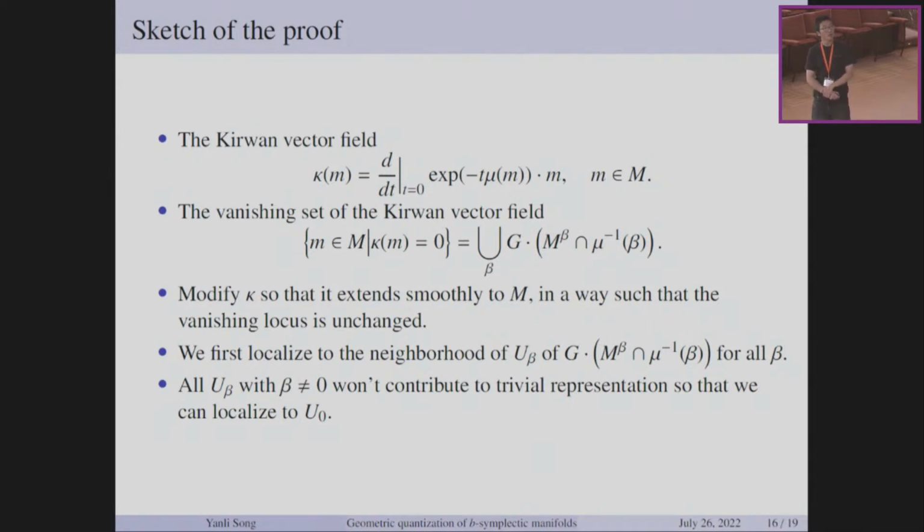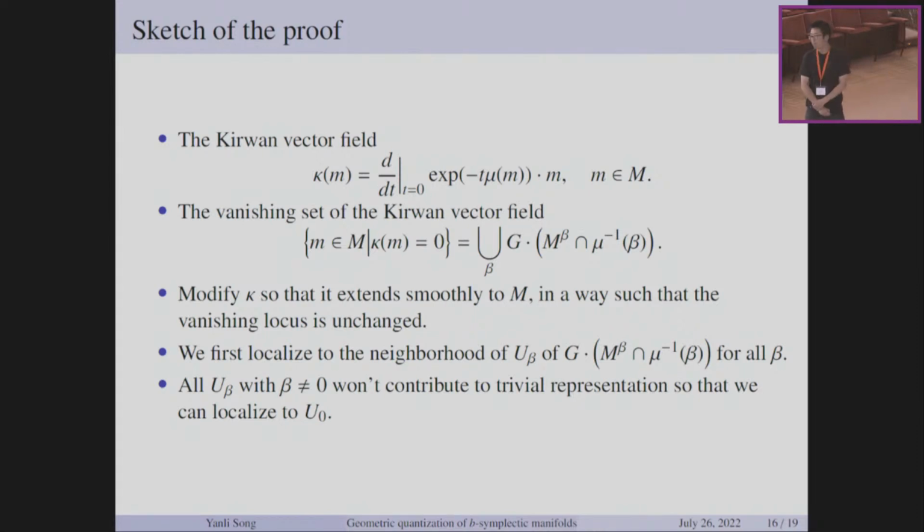Okay, and the only new ingredient in the proof of quantization commutes with reduction in this case is that we modify this current vector field so that it extends smoothly to M. The current vector field is defined away from the hypersurface, but you can always modify it. Actually, in order to modify it, you really need to use the modular weight, such that it's a global vector field on the manifold, and you want to modify it carefully such that it has the same vanishing set.